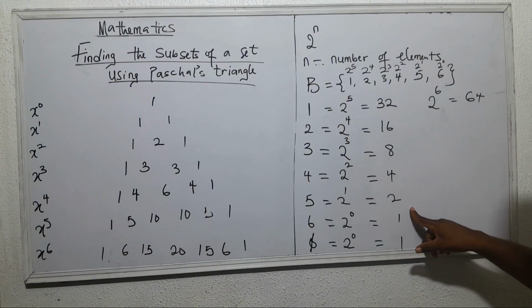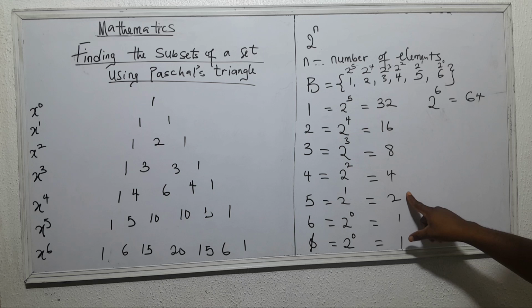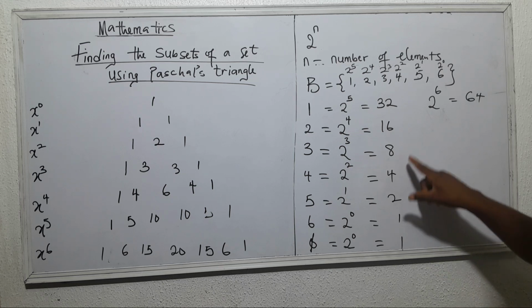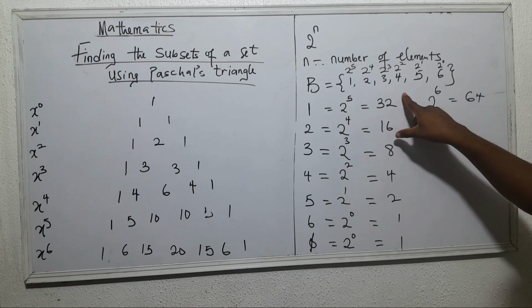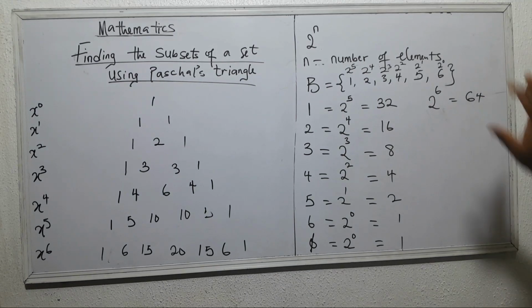So if you add them together, we'll get 64. 1 plus 1, 2, 2 plus 2, 4, 4 plus 4, 8, 8 plus 8, 16, 16 plus 16, 32, 32 plus 32 gives us 64.